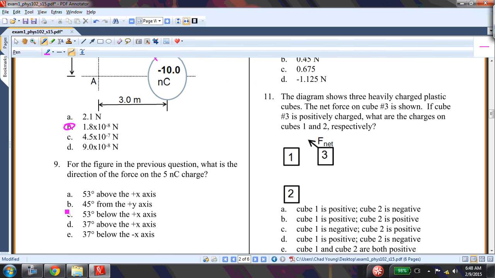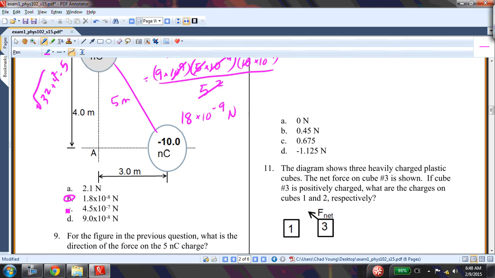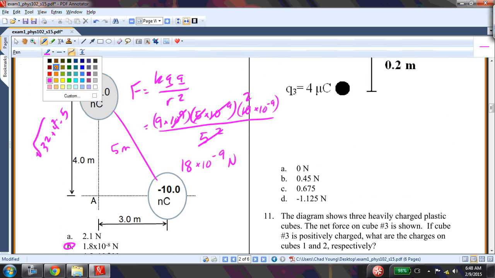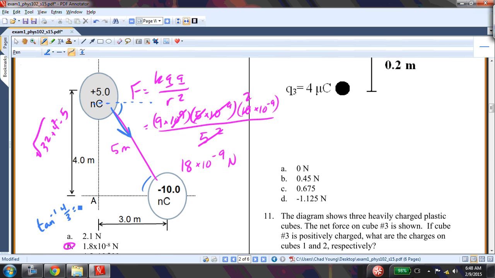That's G. For the figure, what is the direction of the force on the 5 nanocoulomb charge? All right, let's see. The force on this charge is going to be attractive. It's in that direction. So I want to know what this angle is. If I say the inverse tan of 4 over 3, I'll find that it's equal to 53 degrees. So this is 53 degrees. This is 37 degrees, that's 90 minus 53. Or I could have said the inverse tan of 3 over 4 and gotten 37, but that leaves this angle at 53 degrees.